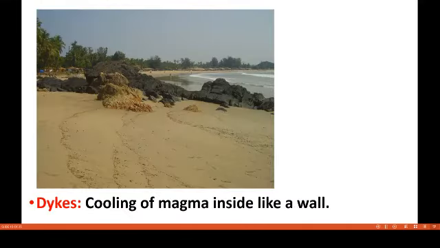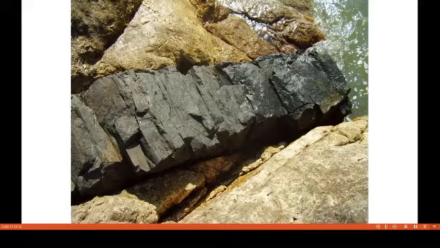Then you have a dike. In a dike, solidification of magma is like a wall, meaning it's vertical. If it is horizontal, it is called a sill. If it is vertical, it is called a dike. Here you can see one rock which goes deeper inside like a wall. Now here you can see the dark colored rock at the center is a dike, and on either side you find gneiss.